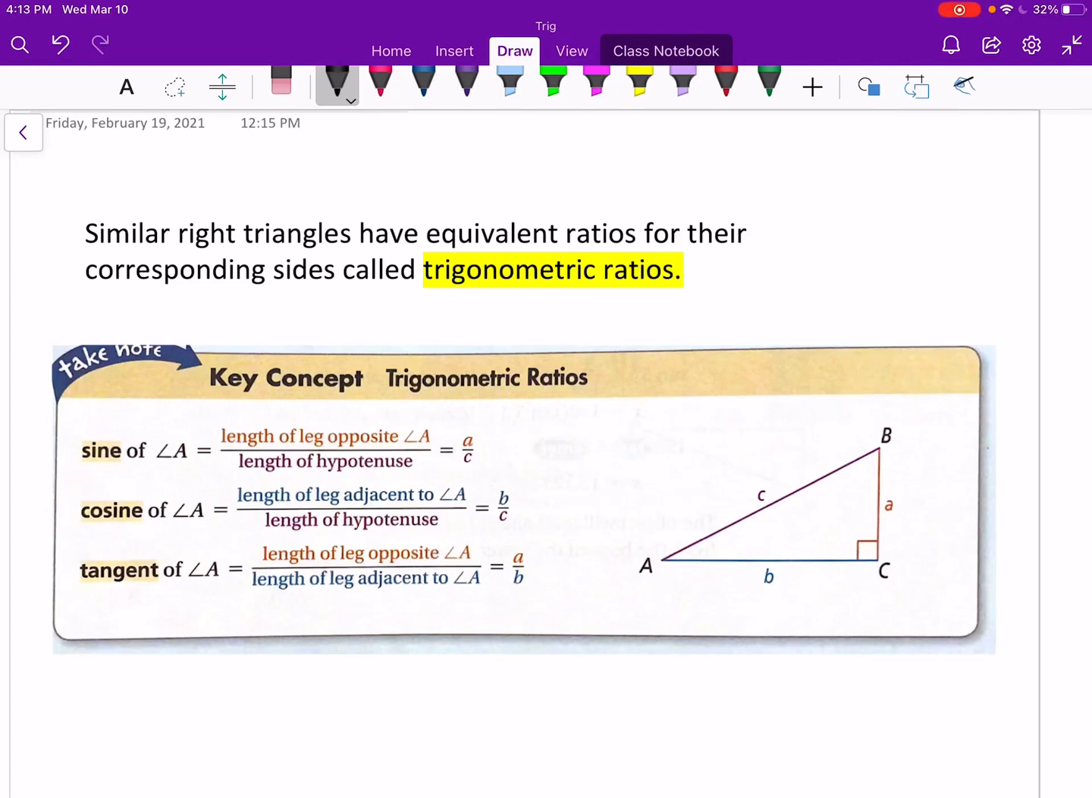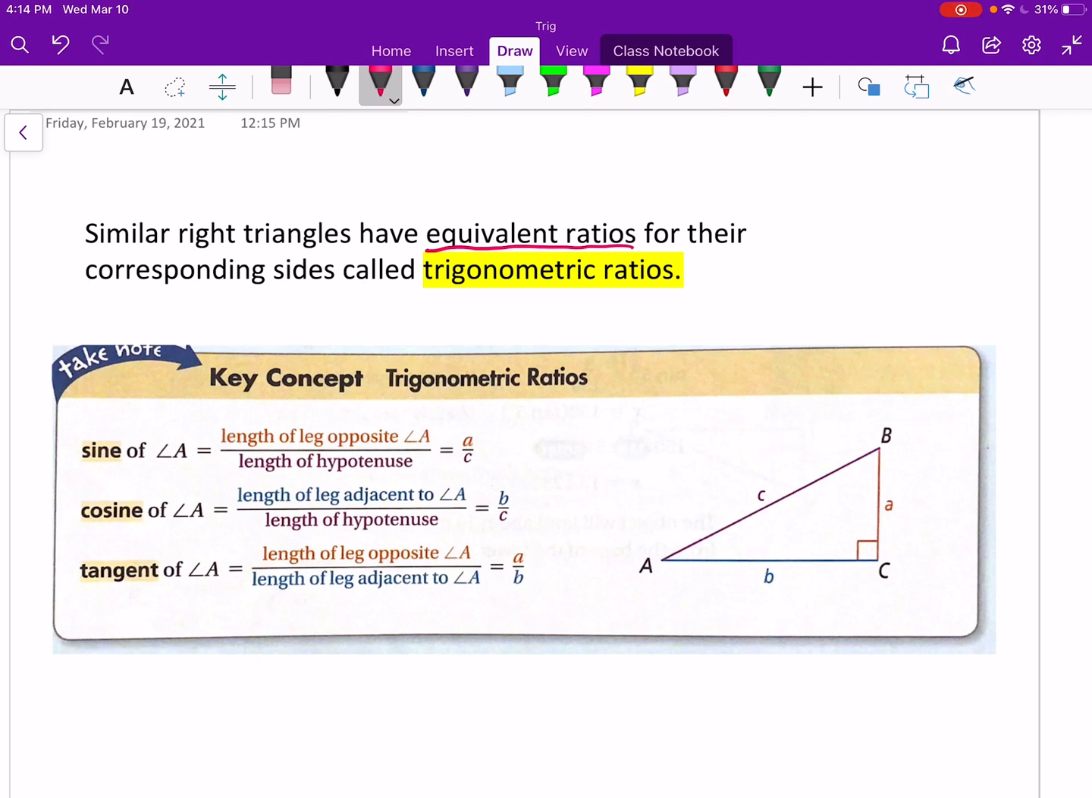All right, in today's lesson, we are learning about trigonometric ratios, or trig ratios for short. So we just finished a unit on similar triangles. And remember, with similar triangles, we have congruent angles, and then our corresponding sides were proportional, meaning their ratios were equivalent. So we are going to look at some specific ratios of right triangles. Those ratios are called sine, cosine, and tangent.